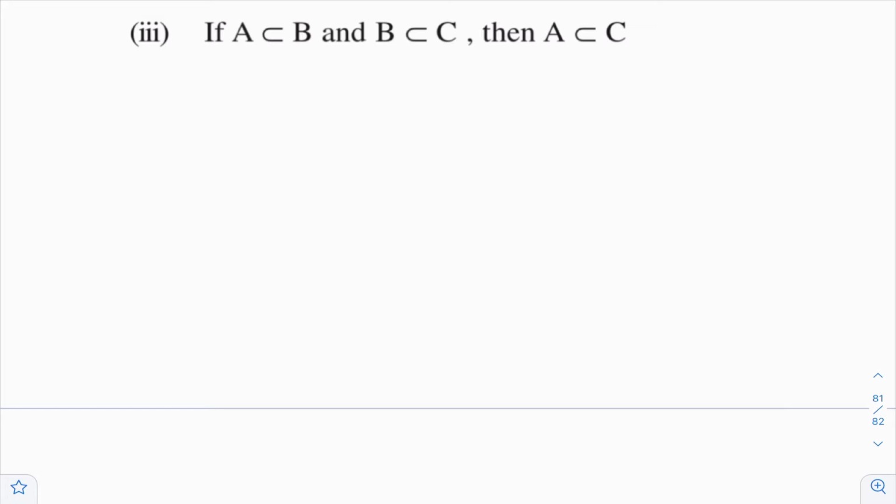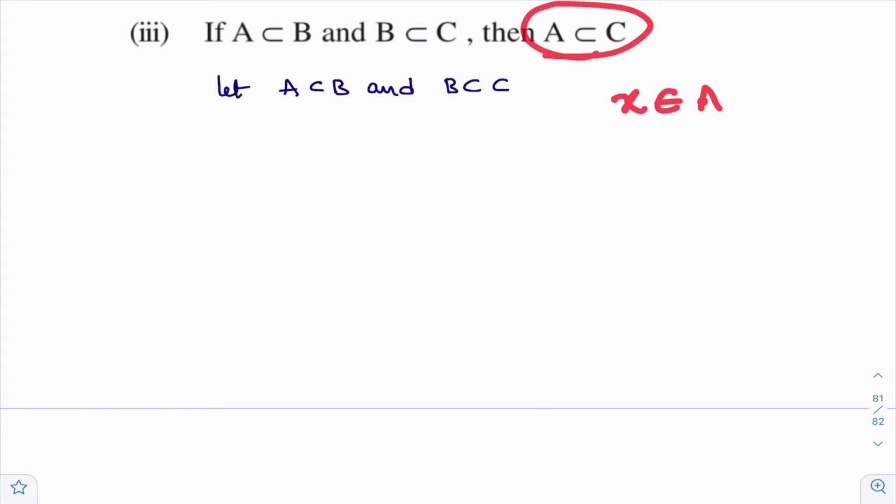For that, first I'll take A is a subset of B and B is a subset of C. Now what do I need to prove? I need to prove that A is a subset of C. How to prove A is a subset of C? If all the elements present in set A are present in set C, then I can say that A is a subset of C. To prove this, I'll take randomly one element X in set A.